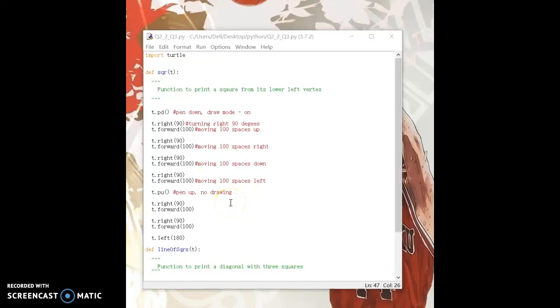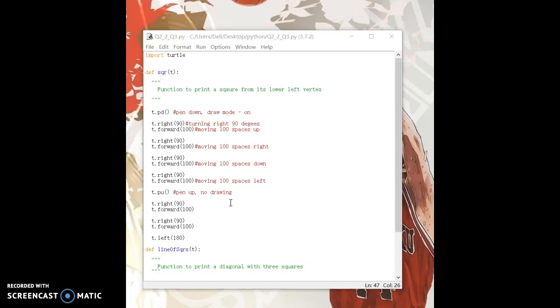The explanation for the actual quadratic question number 3. Write a function square t which uses turtle t to draw a square of size 100, starting and ending at the lower left vertex of the square. Then use the function to write another function line of squares t which uses the turtle t to draw a line of 3 diagonal 100 squares.